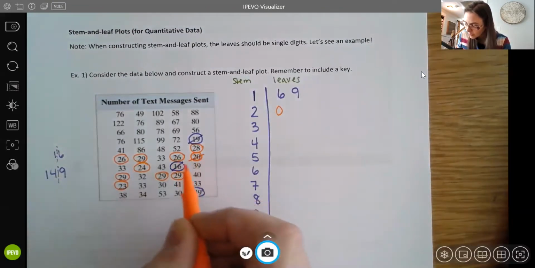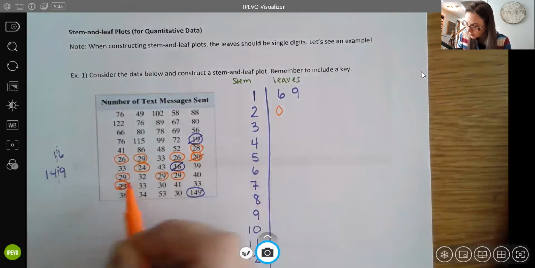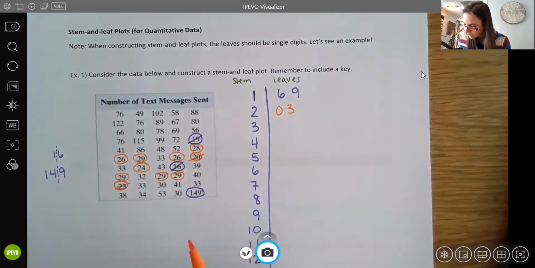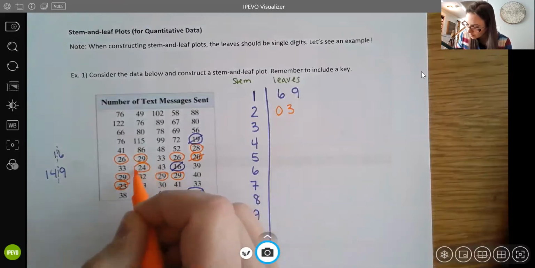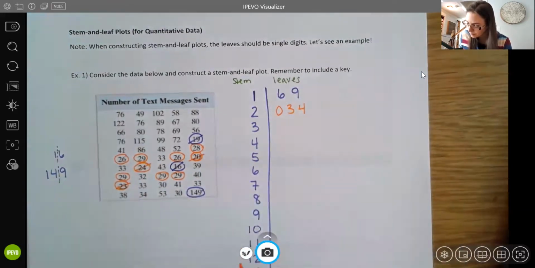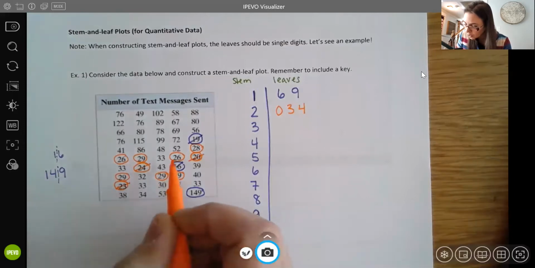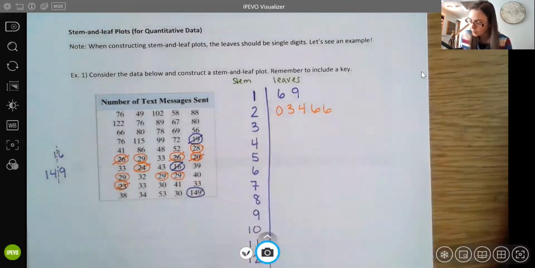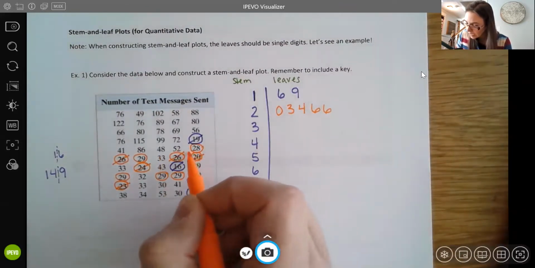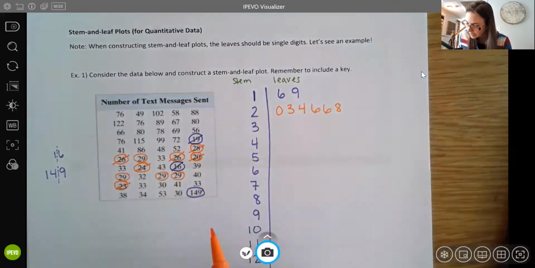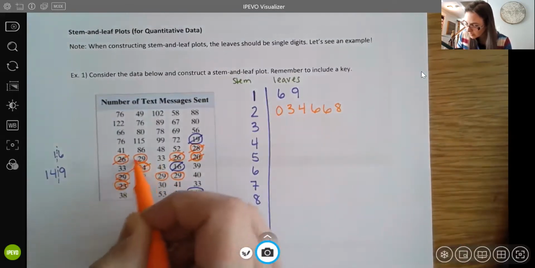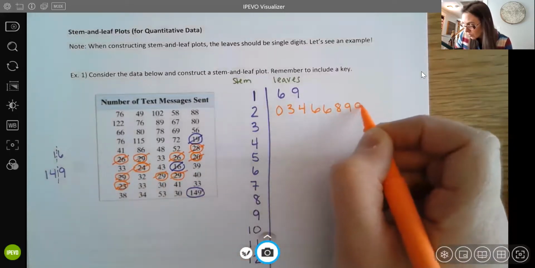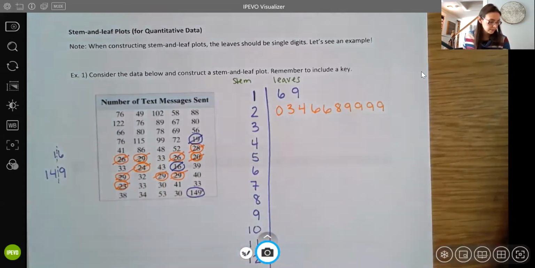Then my next smallest one, it looks like it's 23. So I put that 3. Then I have a 24. So I put just the 4. Now I have 26. I have two 26s. So I'm going to put a 6 for that one and a 6 for this one. Then I do the 28. And then let's see, I have 1, 2, 3, 4 29s. So I'm going to do 1, 2, 3, 4 9s. Okay, and that's all of them. I'm just making sure I haven't missed anything.